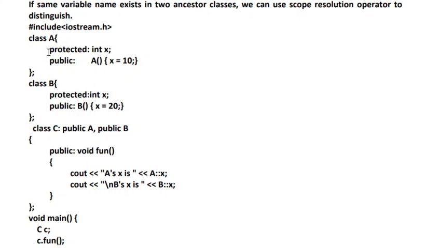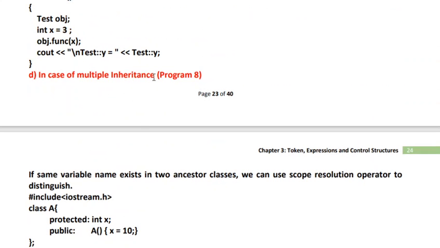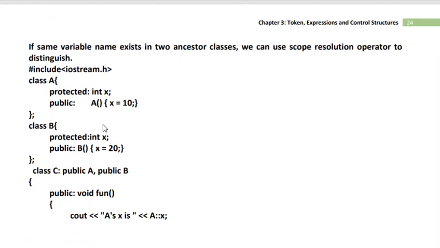So here what we have is a protected member x in A, and again a protected member with the same name in B. We also have a public function A in class A and a public function B in class B. Now this is program number 8 that you have to execute. You will see.